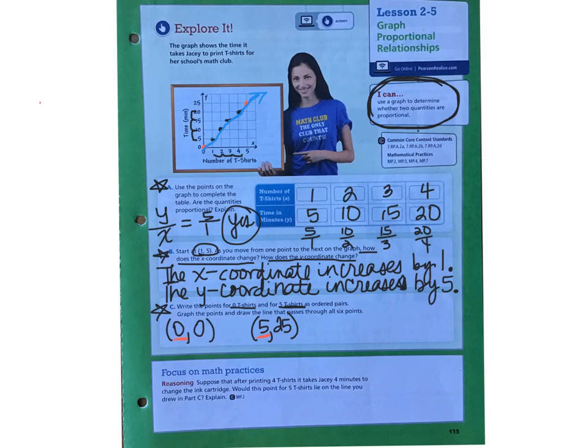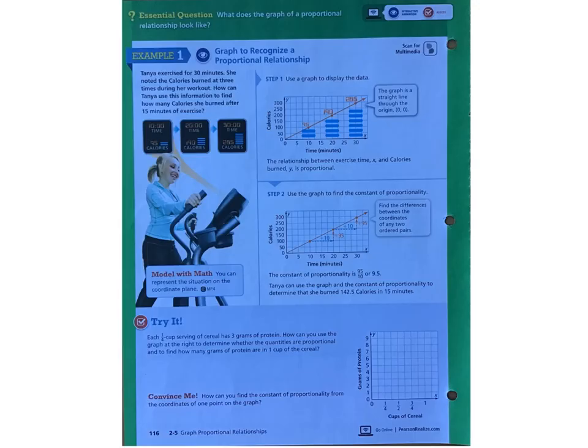Now let's take a look at example 1. The essential question for this lesson says, what does the graph of a proportional relationship look like? Example 1, graph to recognize a proportional relationship. Tanya exercised for 30 minutes. She noted the calories burned at 3 times during her workout. How can Tanya use this information to find how many calories she burned after 15 minutes of exercise?